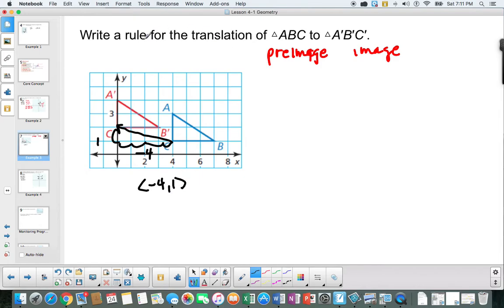Now they're not asking me to write the vector, they're asking me to write the rule. So let's talk about how we write a rule. And the rule will be written this way. This is the way the point starts, and we're going to map it, that's a mapping symbol, to, we're going to take our x values and subtract 4, and then we're going to take all our y values and add 1 to them. So this is what we're going to do to each x and to each y, and that's what we call writing a rule for a translation.